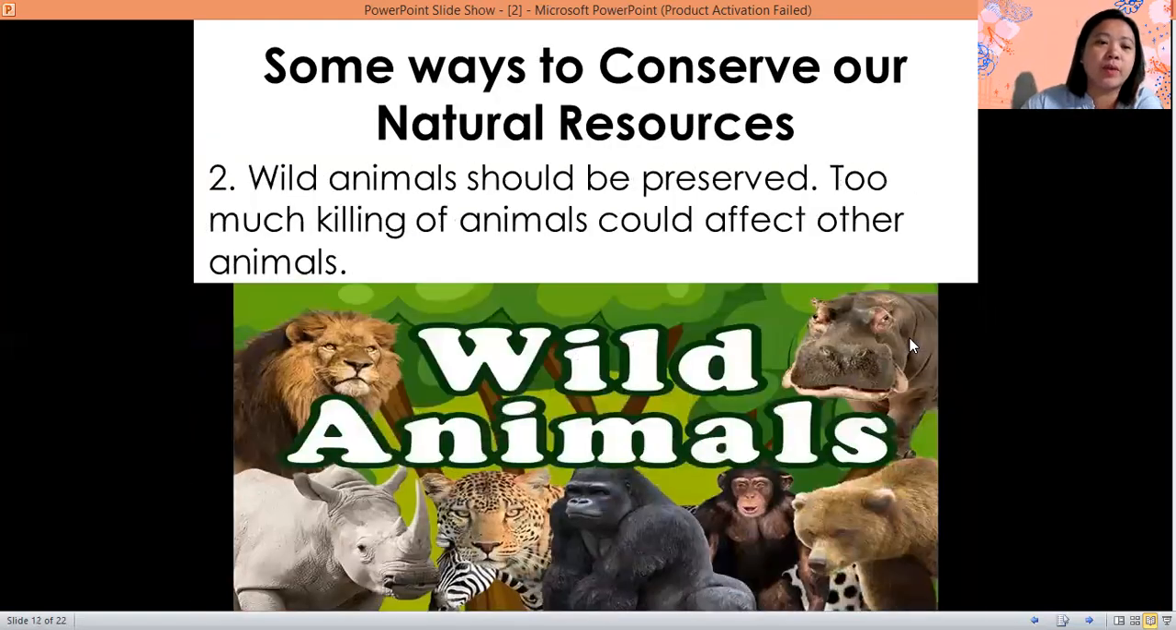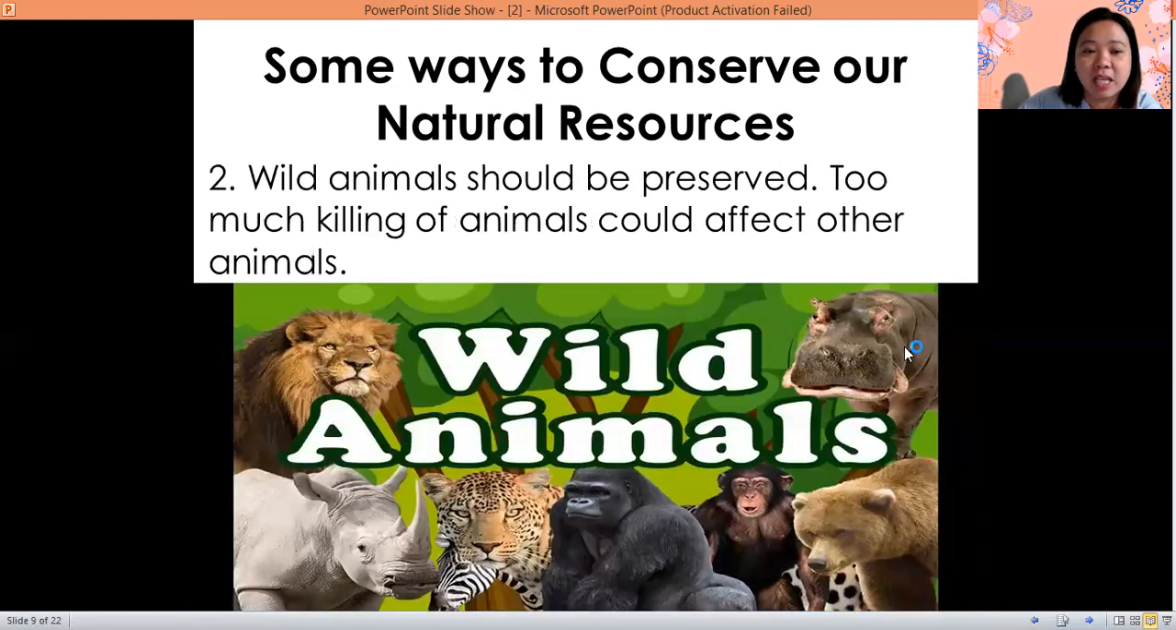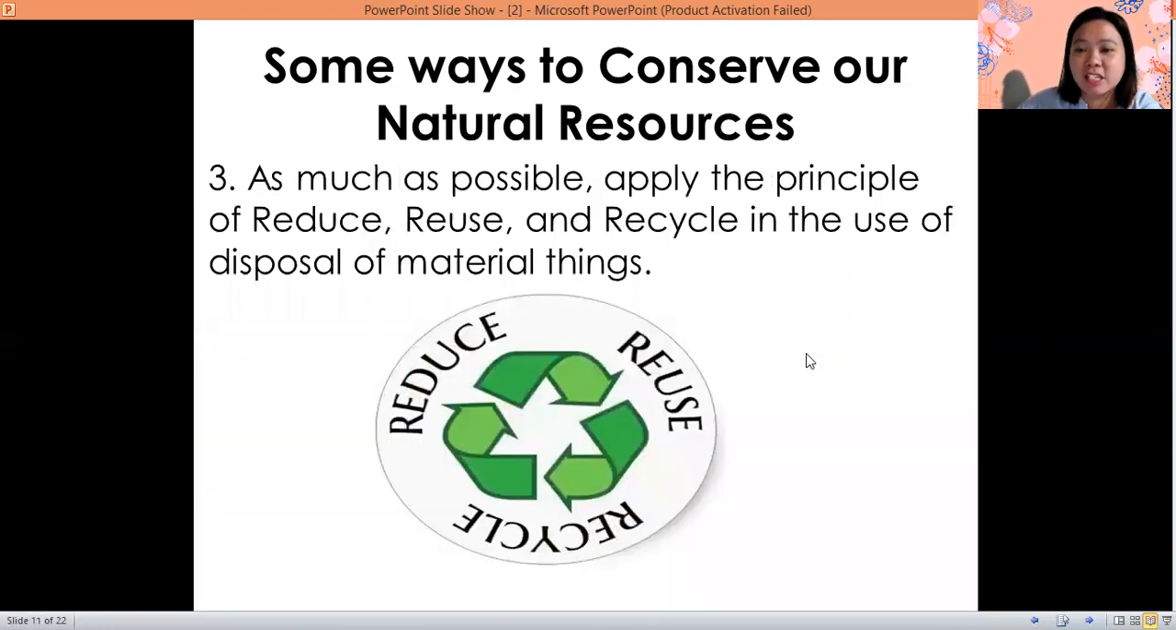Now, let's review the ways on how we are going to conserve our natural resources. We need to use our electricity responsibly, and we need to preserve the wild animals, join in other tree planting, and the last one is to reduce, reuse, and recycle our materials.